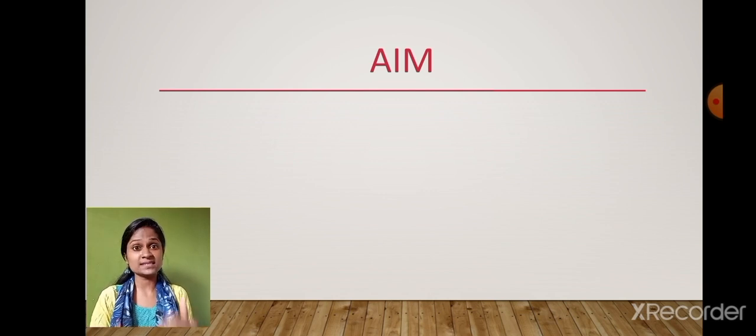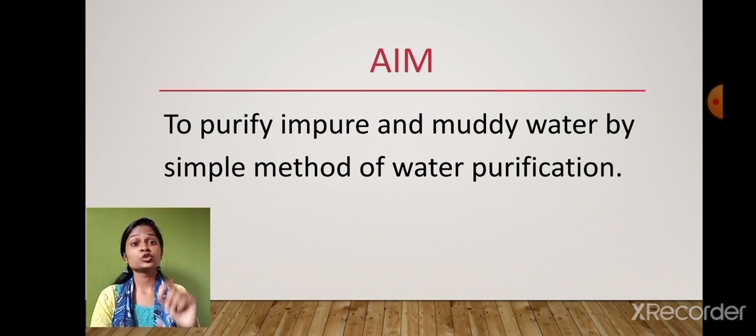Today we are going to learn step by step how we are going to conduct this experiment and what the aim of the experiment is. So now you know what kind of experiment we are going to do today, and today's aim of the experiment is, as you can see here, to purify impure and muddy water by a simple method of water purification.